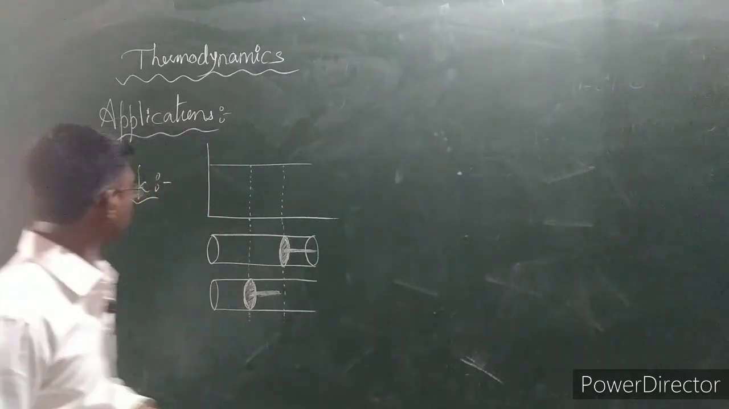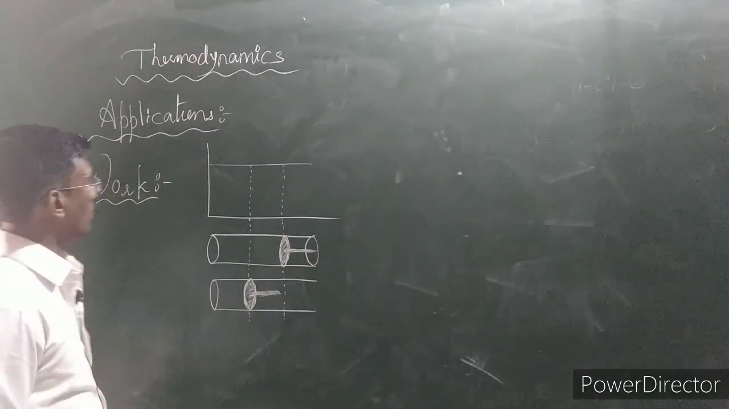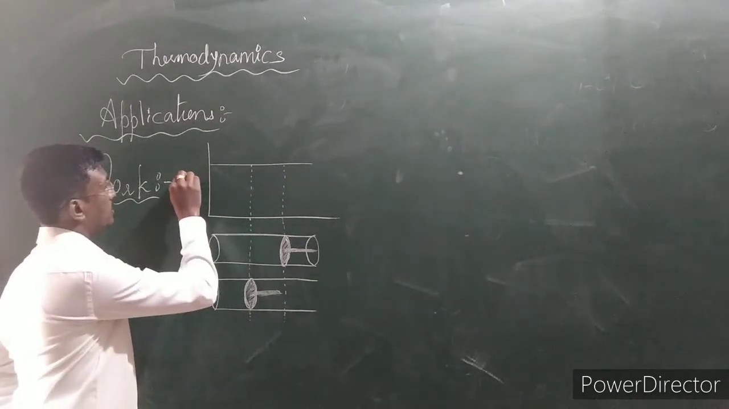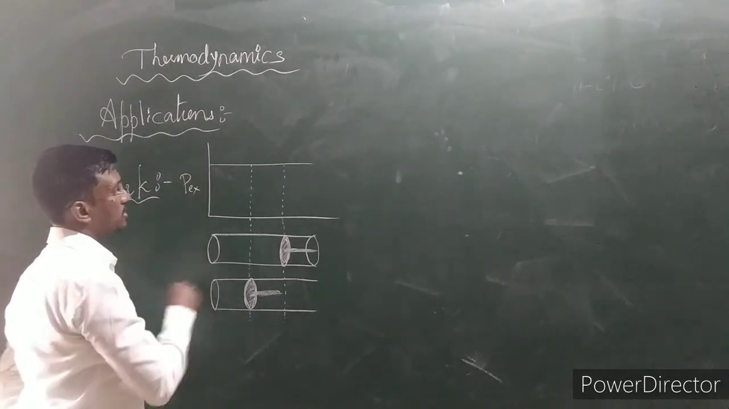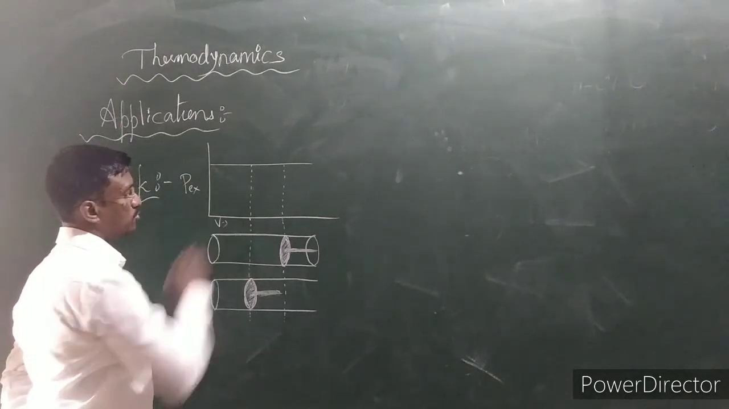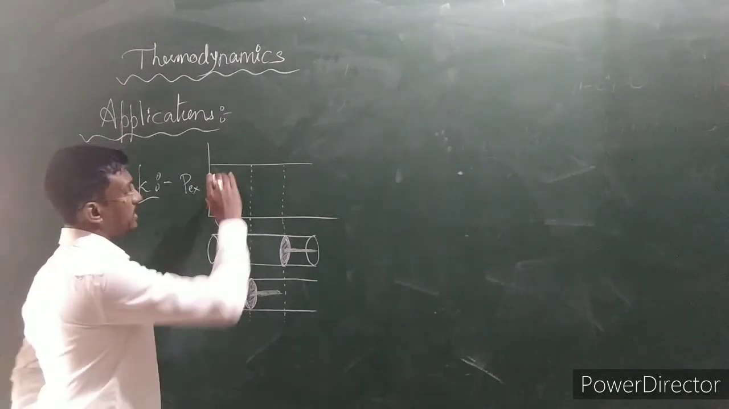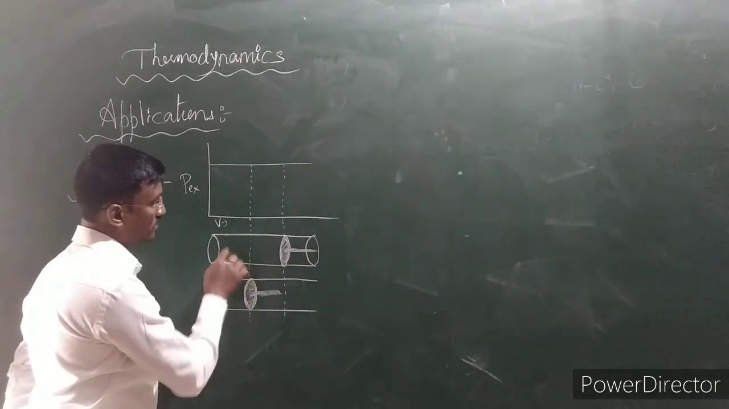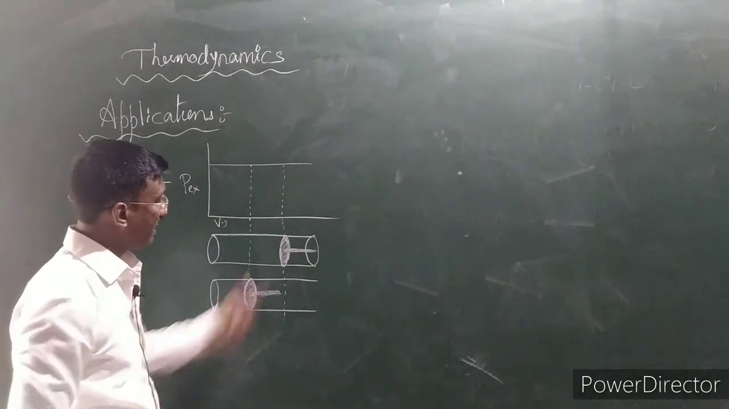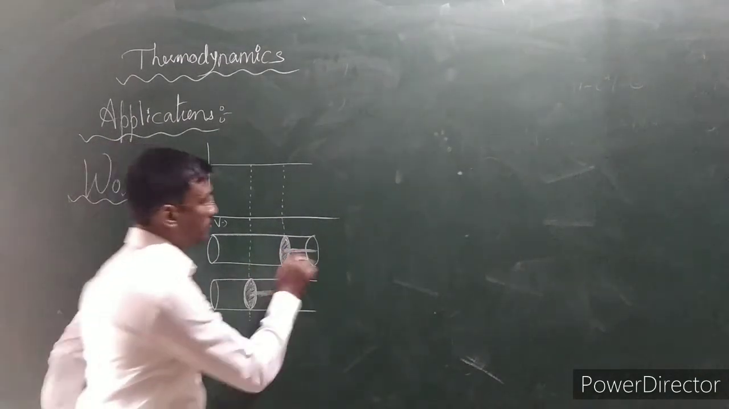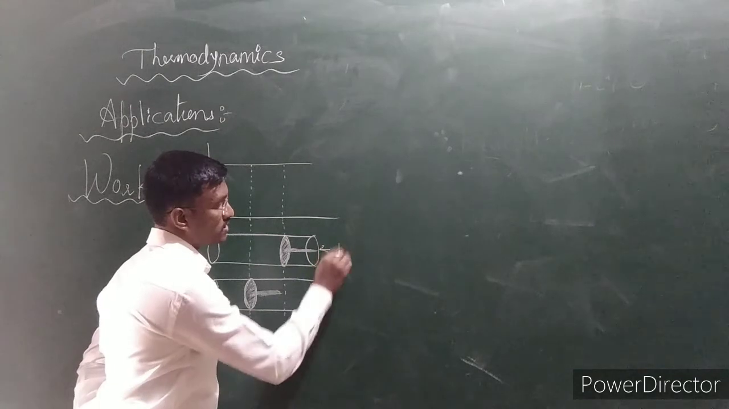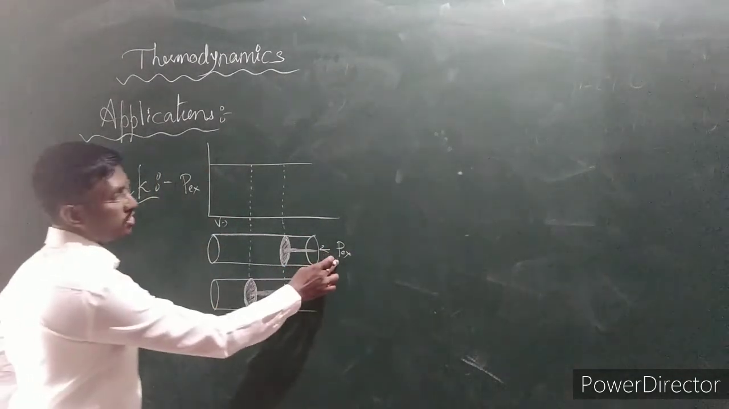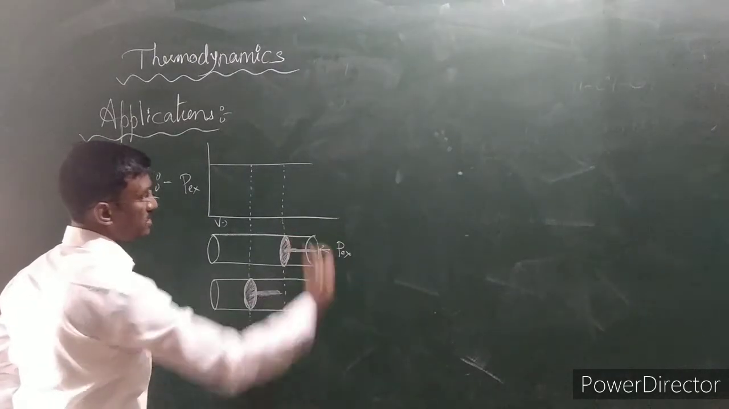So look here, the application, that is work. Think that it is a graph. Here this graph shows the external pressure and this is the volume. Think that it is a machine filled with some gas, and initially this is the piston. If I apply some force to this piston, that is called external pressure. If I apply pressure from the outside, it is called external pressure.